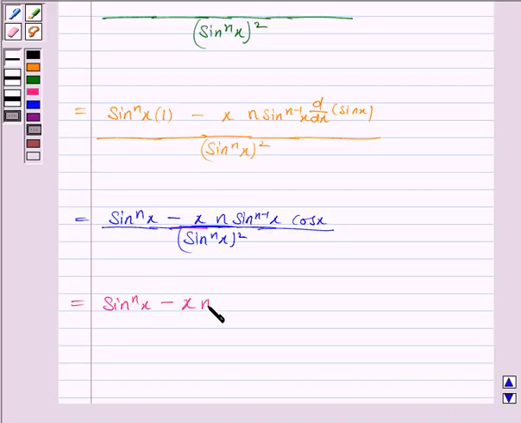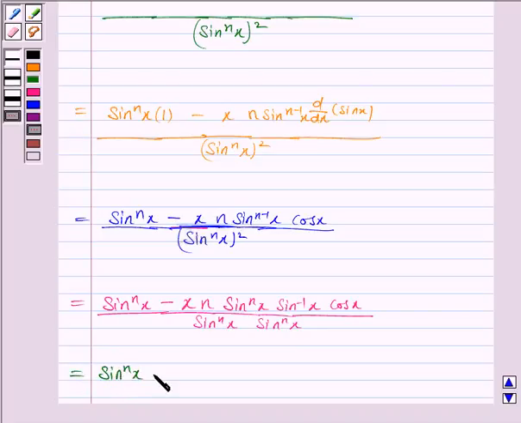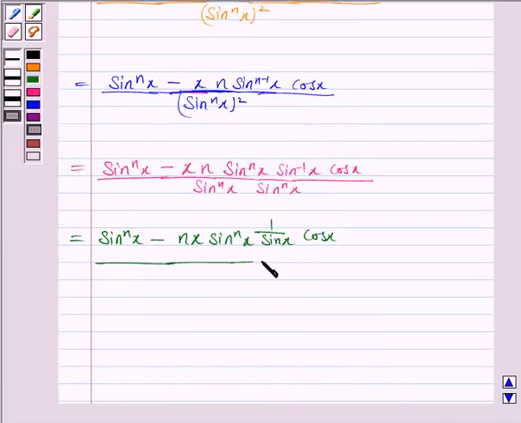minus x into n. Sine x to the power n minus 1 can be written as sine x to the power n into sine x to the power minus 1 into cos x upon sine x to the power n to the power 2, which can be written as sine x to the power n into sine x to the power n. This is again equal to sine x to the power n minus nx sine x to the power n. Sine x to the power minus 1 can be written as 1 upon sine x into cos x upon sine x to the power n into sine x to the power n.